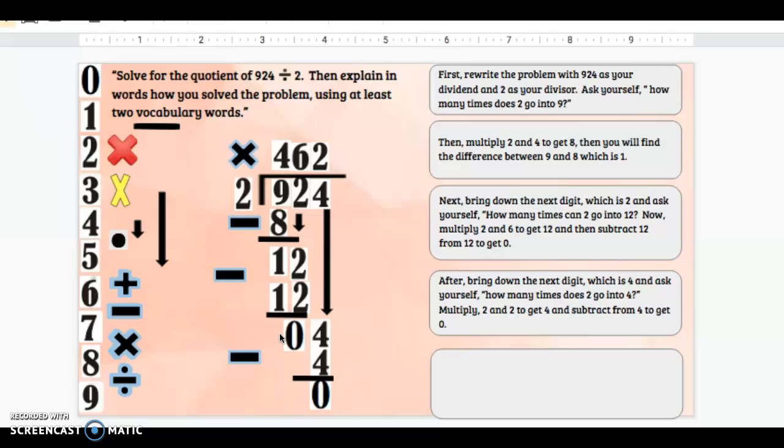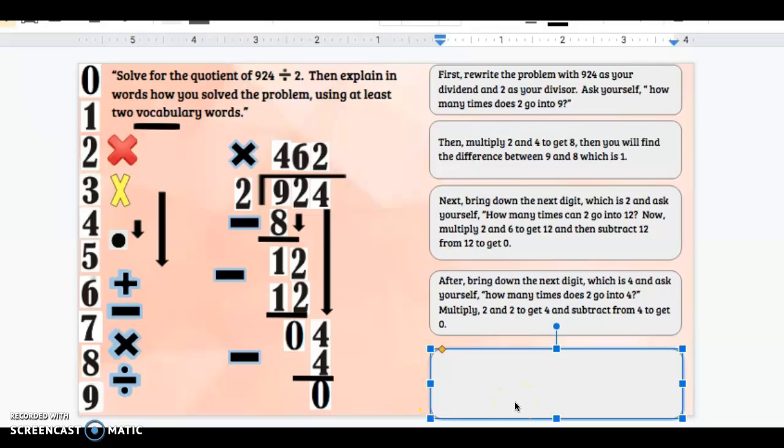So now we are done. We got our answer. We have no more numbers to bring down. So we need to say that in a sentence. So finally, there are no other numbers to bring down with no remainders. So you get a value of 462.